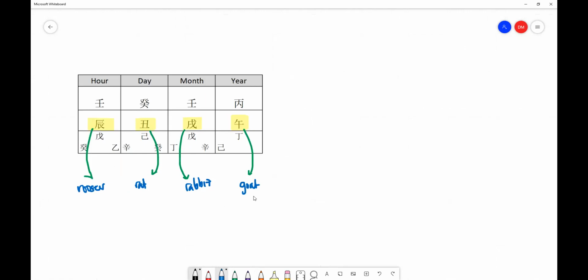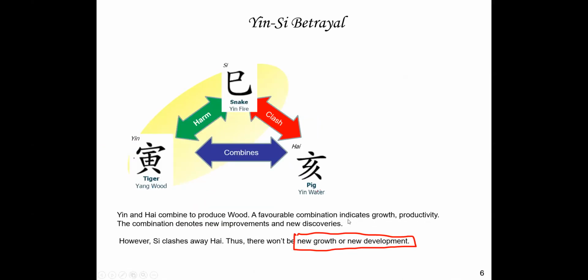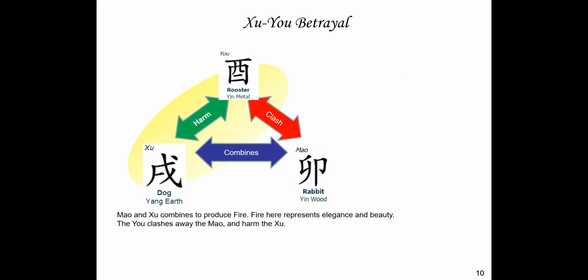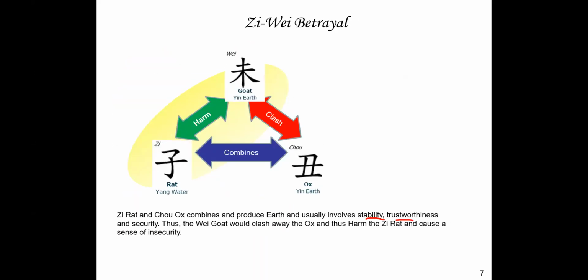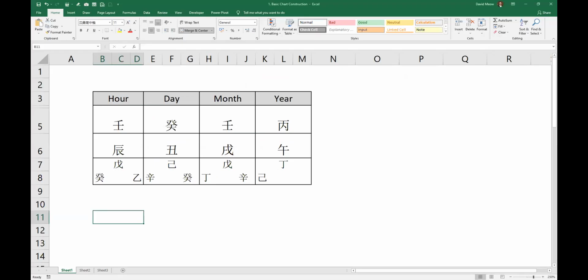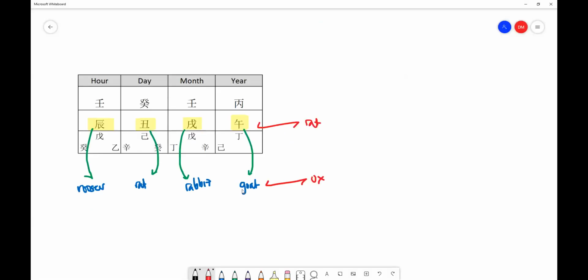Now, what clashes the horse? Rat. What clashes the goat? Ox. So the ox will clash with the goat. So if the ox clashes with the goat, and the ox wants to combine with the rat, therefore the ox will harm the rat.